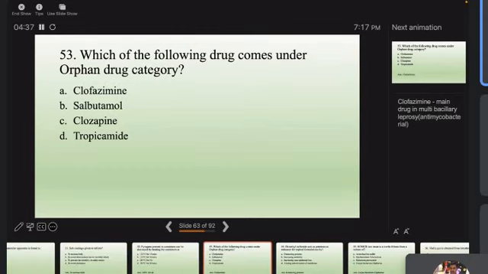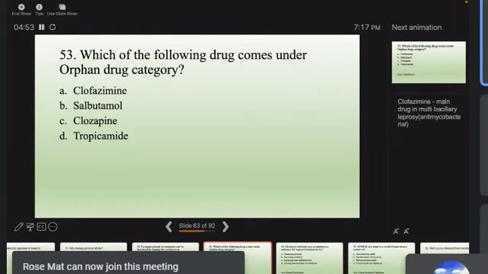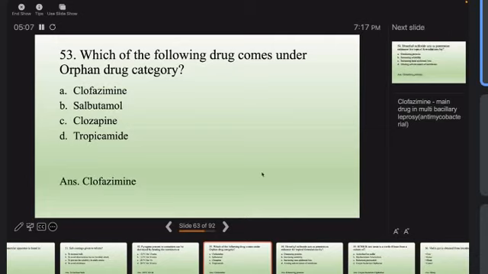Okay, so we have the answers. Salbutamol, again a bronchodilator. Clofazimine, yes, treatment of leprosy. Correct, but it is not for all forms of leprosy. It is for multibacillary leprosy. So clofazimine is the answer.